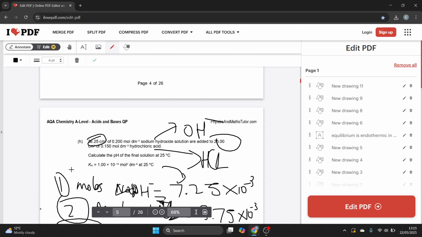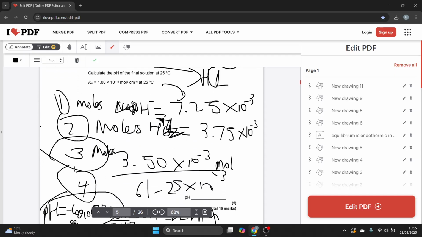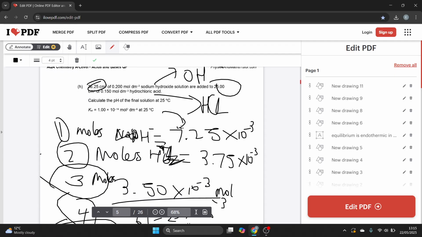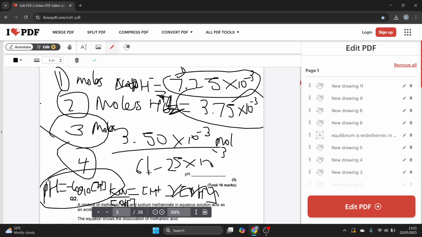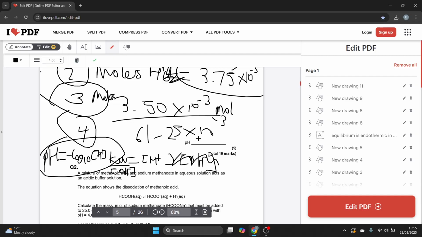So yeah, it is relatively easy. Once you know that you have to subtract this from this because this is in excess, and you want to find the pH of the final solution, you need to find the moles of hydroxide ions, then the concentration, then the concentration of H plus, then you find the pH. Then it's relatively easy, and you get 12.76.